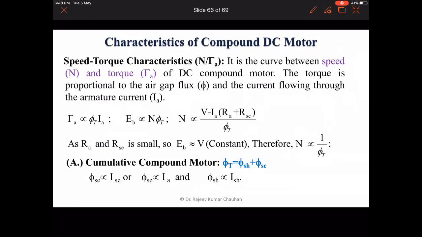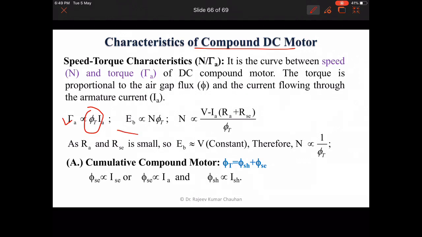Torque-speed characteristics of a compound DC motor. It is the curve between speed and torque of a DC compound motor. The torque is proportional to the air gap flux phi and the current flowing through the armature. We know tau is proportional to phi into IA, but we are talking about the DC compound motor. Therefore, I have written phi as phi t, because here the value of flux depends on the series field winding as well as the shunt field winding.